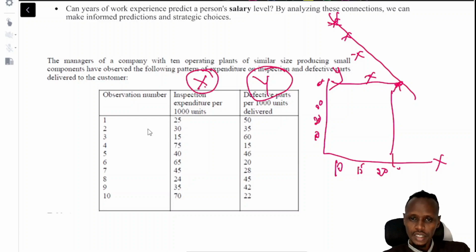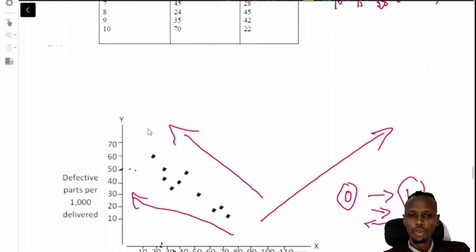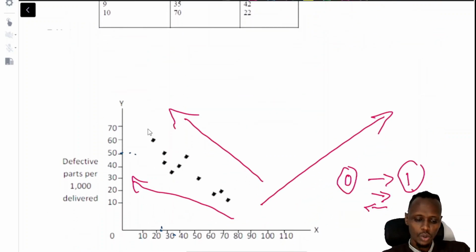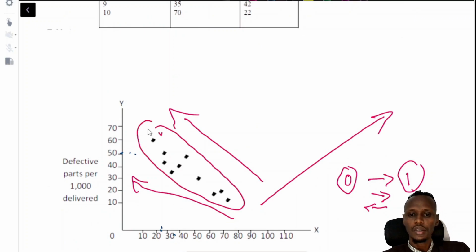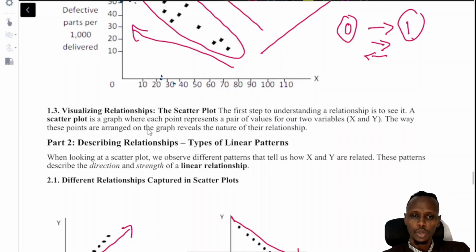So this scatter diagram will give us a clue. As we move forward, that's what you'll see. So this is how that was sketched. And if we proceed, we visualize. We say sometimes a picture is equivalent to 1,000 words. So when you draw a graph like this, you will have a better understanding of that data. You will visualize. So with the scatter plot, the first step to understand the relationship is to see it. By seeing it, you understand.